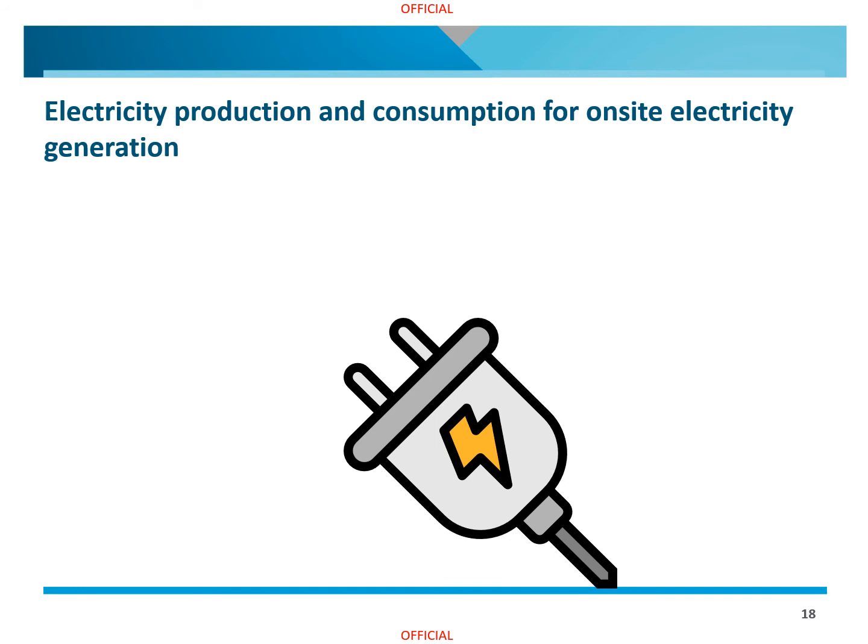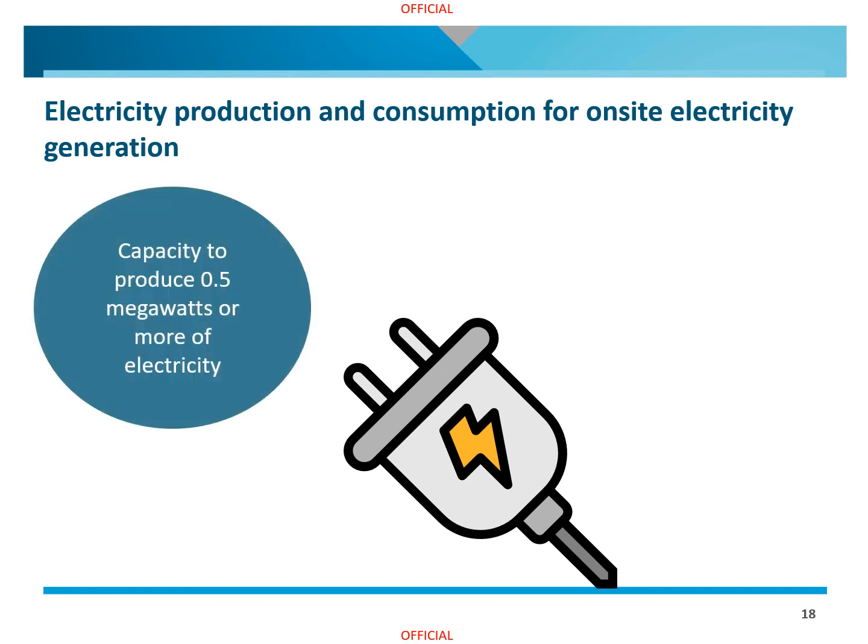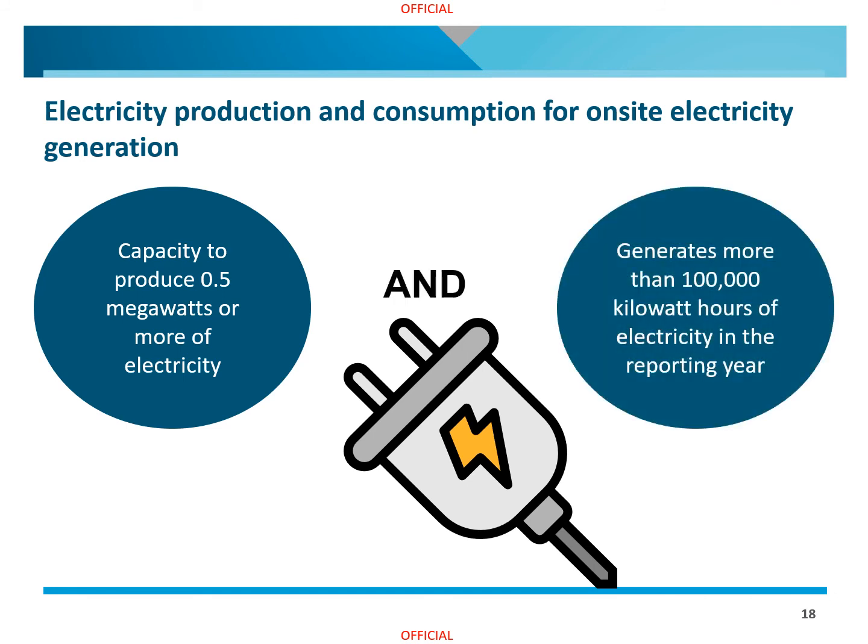In the fourth part of this video, we define the electricity production and consumption thresholds. If your facility has a generating unit for producing electricity on site, you must report production and consumption of electricity for each generating unit that has the capacity to produce at least 0.5 megawatts of electricity and produces over 100,000 kilowatt hours of electricity in the reporting year.